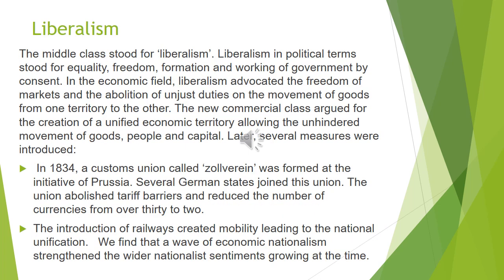Another important factor in the emergence of the idea of nationalism in Europe was liberalism. We have seen the industrial revolution led to the rise of the middle class. Now, this middle class stood for liberalism. Now, what is meant by liberalism? Liberalism in political terms stood for equality, freedom, formation and working of government by consent. So it wanted some basic rights for the people such as equality and freedom. And it also wanted a government by consent, a government elected by the people.